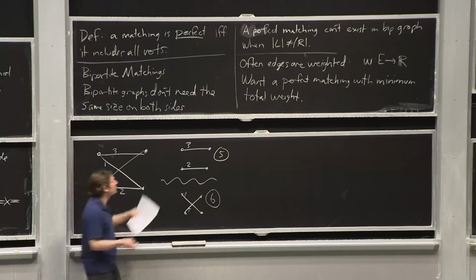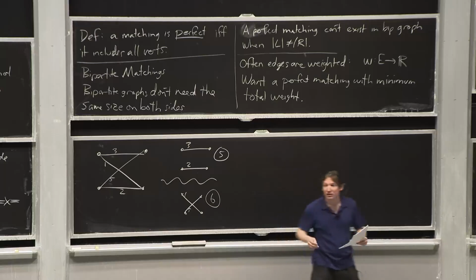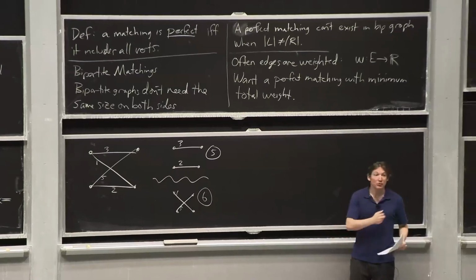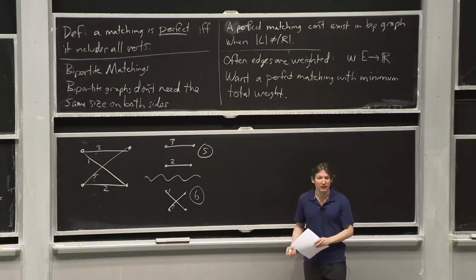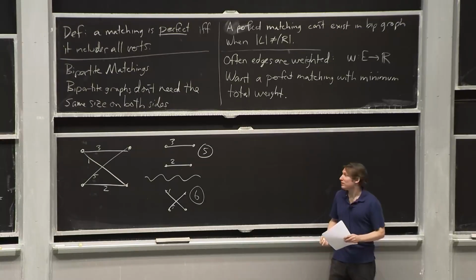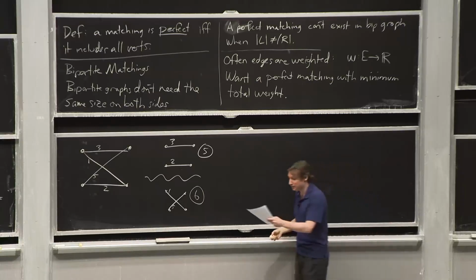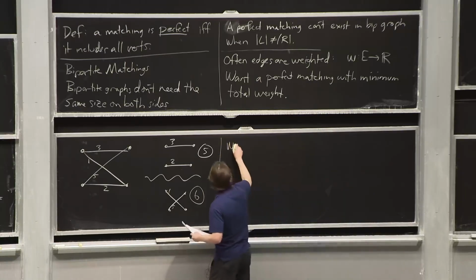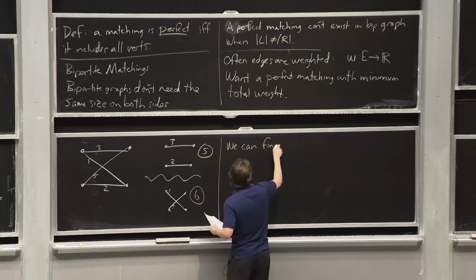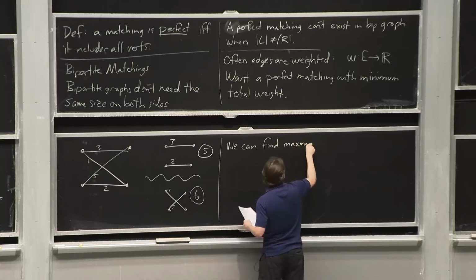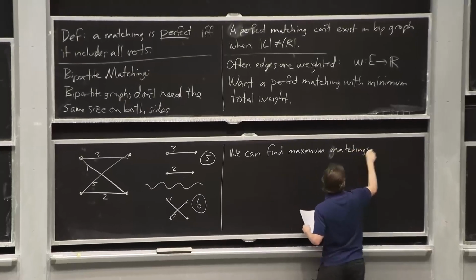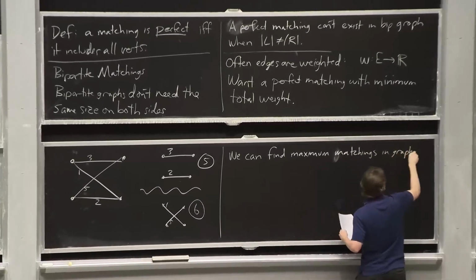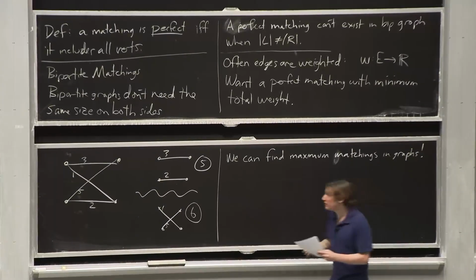And I mention all of these variations on these problems because, unlike last time where we saw that graph coloring is a useful abstraction but hard to compute optimally, for all of the matching problems I've mentioned, we do have efficient algorithms. So we can find maximum matchings in graphs, bipartite or otherwise. Yes, question?